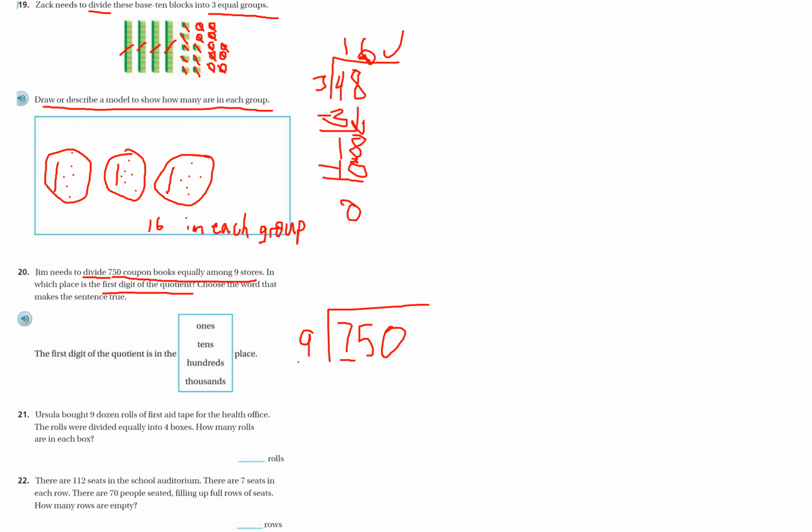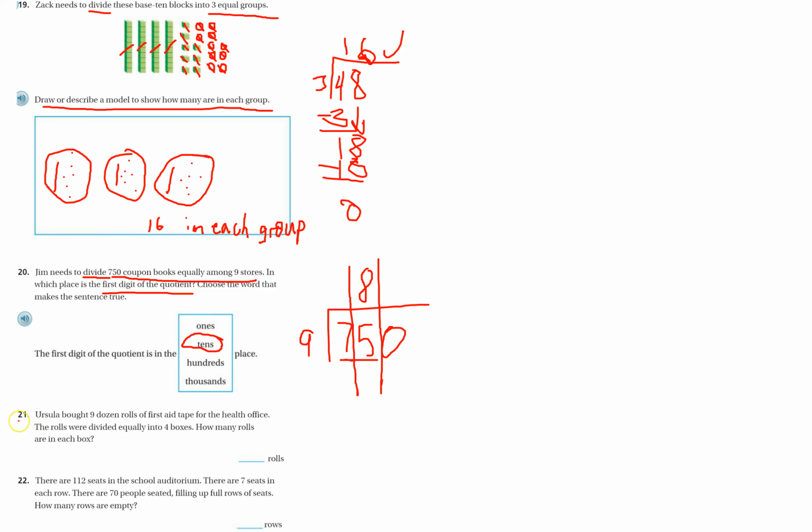Well, can 9 go into 7? No, 9 is bigger than 7. Can 9 go into 75? Yes, it can go in 8 times. And that 8 is in the what place? Well, if we look at place values, we have the ones place, the tens place, the hundreds place. So the first number of my answer is in the tens place, and I'm done. That's all it asked. The first digit of the quotient is in the tens place.